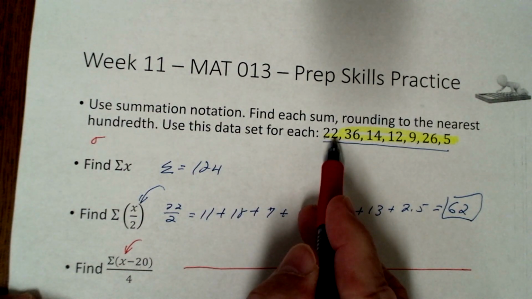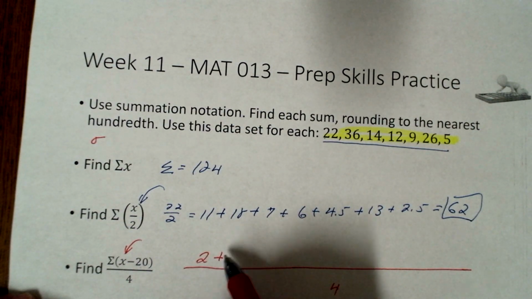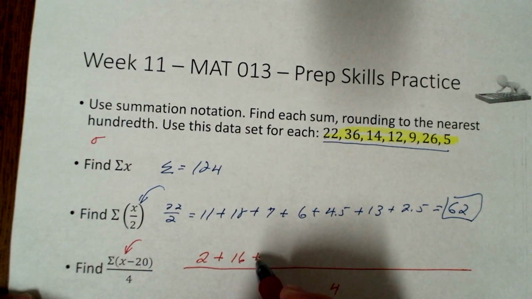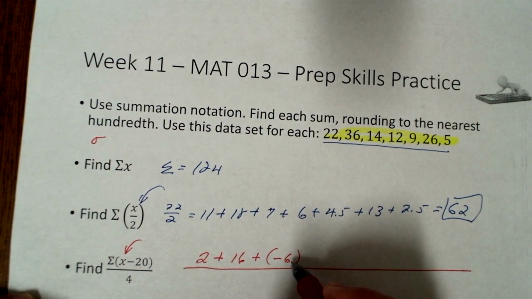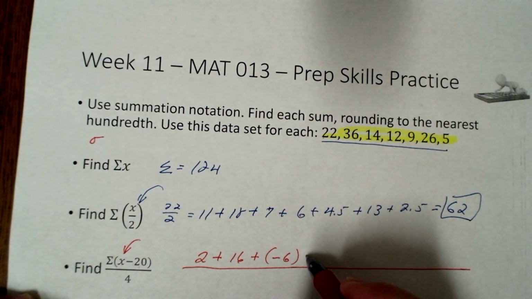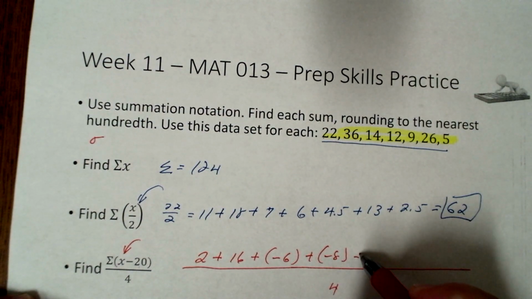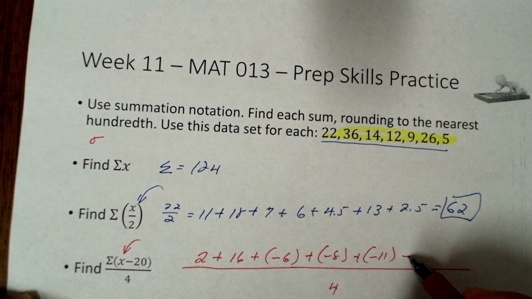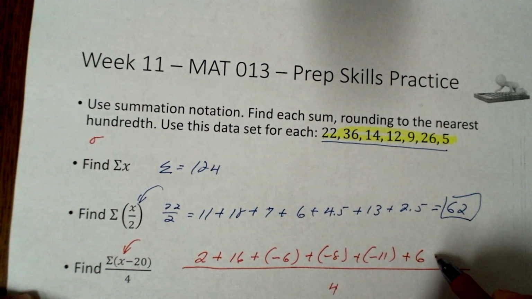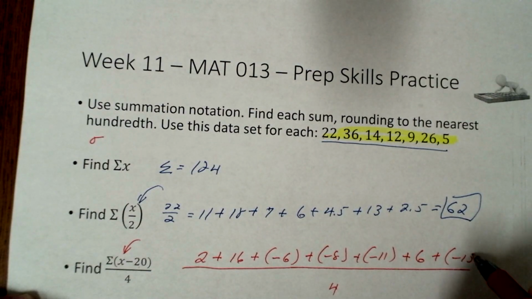So let's see. x, which is 22. 22 minus 20 is 2, plus 36 minus 20 is 16, plus 14 minus 20 is minus 6. 12 minus 20 is minus 8. 9 minus 20 is minus 11. 26 minus 20 is 6. And 5 minus 20 is minus 15.